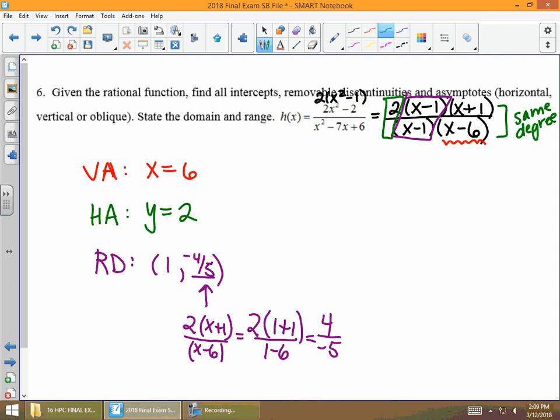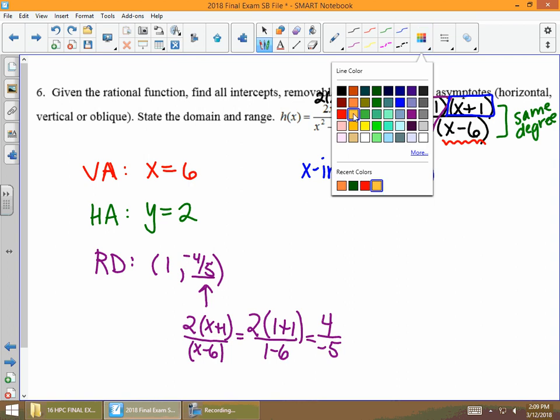Our x-intercepts and y-intercepts you can always get from your graphing calculator. X-intercepts here: whatever piece of our numerator with a variable is left is where our x-intercept comes from. So x plus 1. And that means that our x-intercept is (-1, 0). Let me find another color to use.